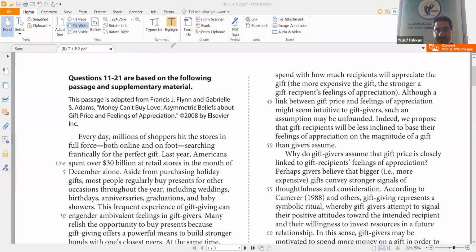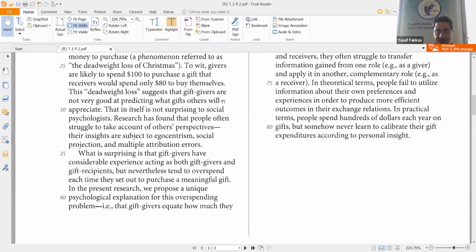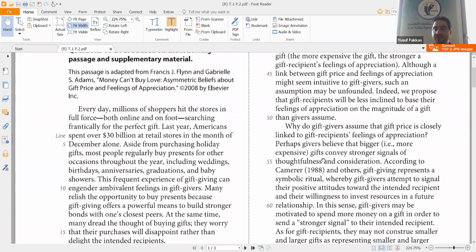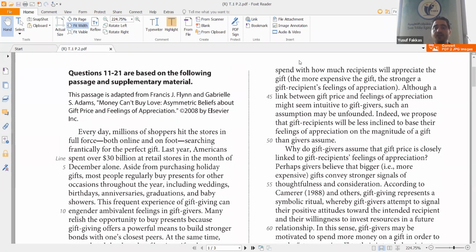Now, we said when we have specific lines, we read before, right? But here, if we read before, we're just actually introducing the idea. We said what's surprising in that is that gift givers have considerable experience acting as both givers and recipients, but they tend to overspend each time they set out to purchase a meaningful gift. And then we propose, and that's the explanation. So first, they're just telling us about the surprising fact, but then they give us the explanation. It's the link between the gift price and the feeling of appreciation.